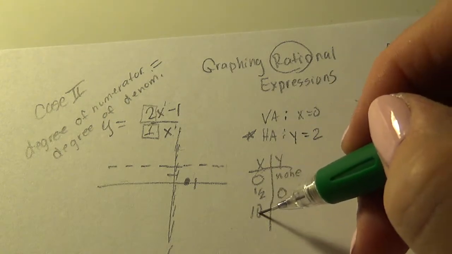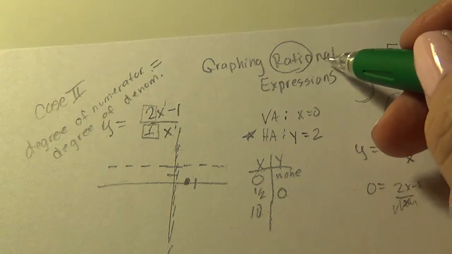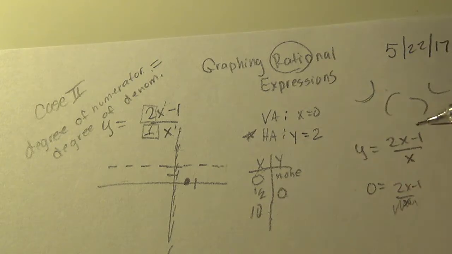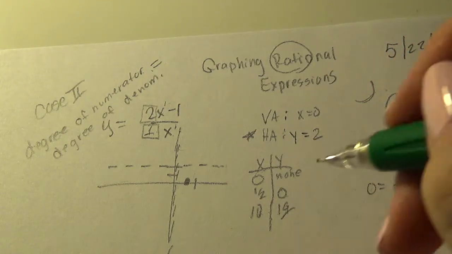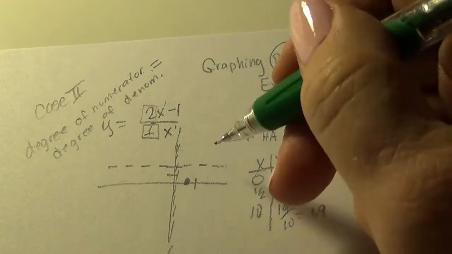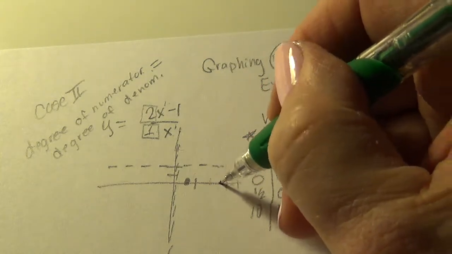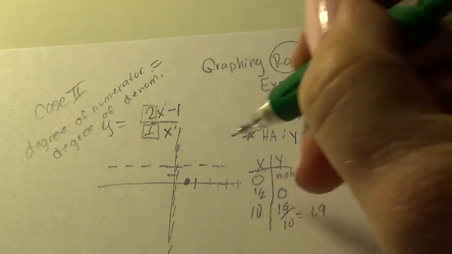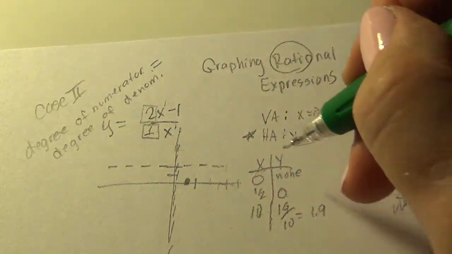We want a starting point, so I like to put in a large number. In rational expressions land, 10 is a large number. So when I put a 10 in here, I get 20 minus 1 is 19 over 10. So that's 1.9. So it's just under, so way down here at x equals 10, and I won't even really get there. I'm going to be very close, but just under this line, y equals 2.